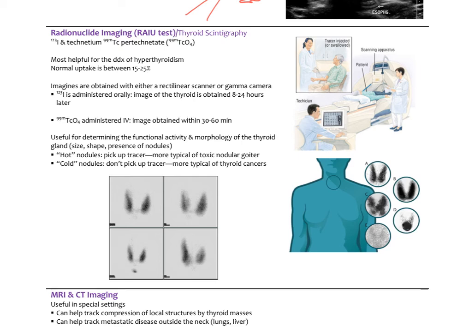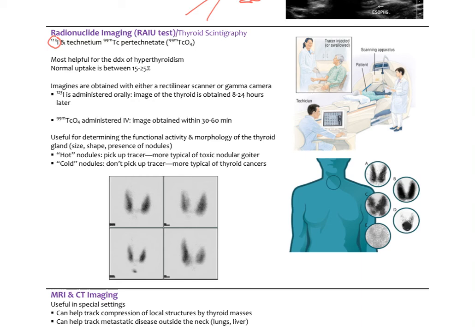But probably the most useful test for hyperthyroidism, as well as for differentiating between a nodule that is hypersecreting, which we call a hot nodule, versus one that's not hypersecreting, which we call a cold nodule, is what's called radionucleotide imaging, or thyroid scintigraphy, the RAIU test. This uses a radioactive form of iodine. It's iodine 123, which has a short half-life, so it's not considered to be carcinogenic or anything like that. Technetium-99 is another radioactive isotope that can be used here.